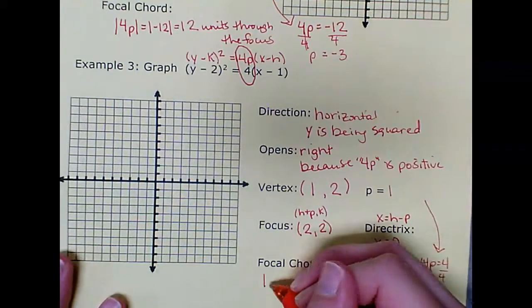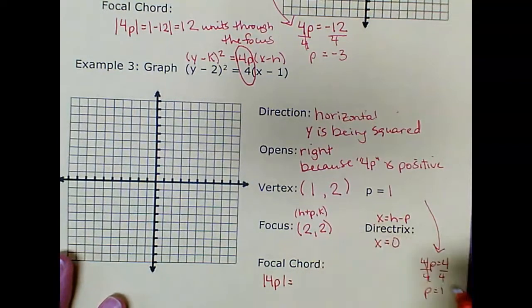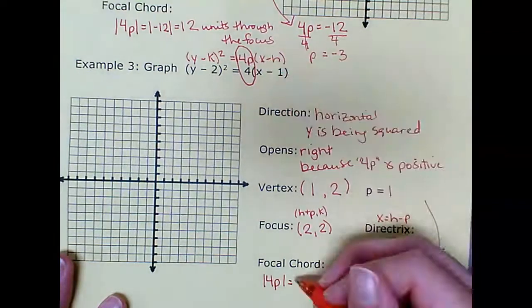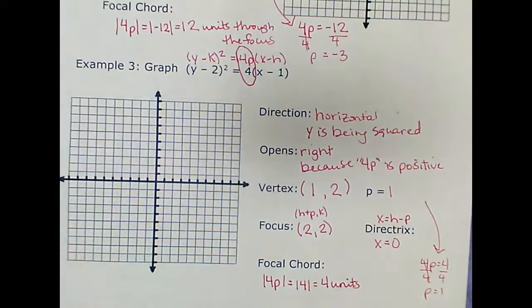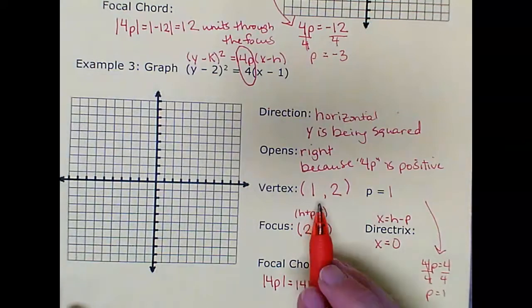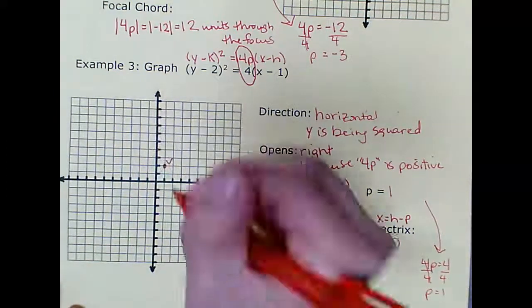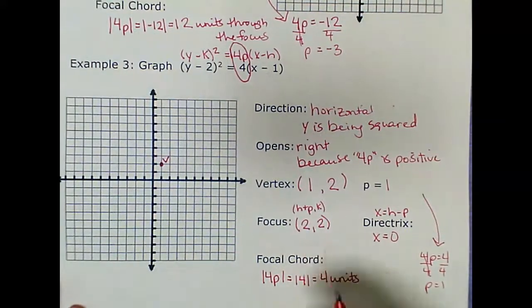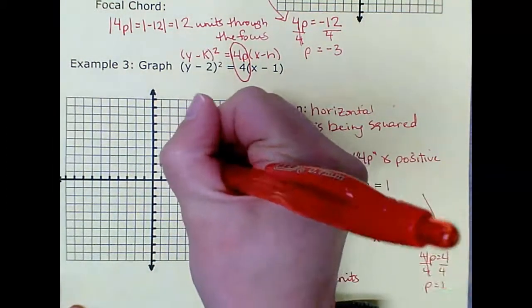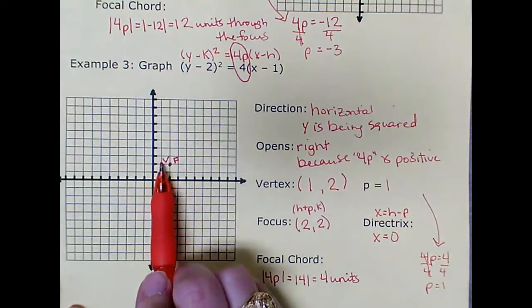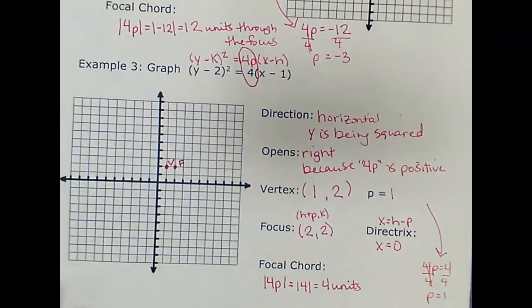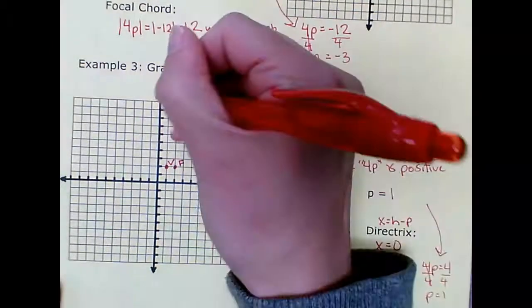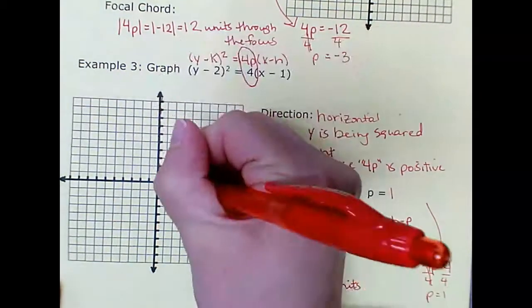And the focal chord is the absolute value of 4p. So 4p is 4, and the absolute value of 4 is just 4 units. Half on one side, half on the other. So 2 on one side, 2 on the other. Let's graph. The vertex is at (1, 2). The focus is at (2, 2). Remember that the parabola is opening to the right, which is good because it needs to cup the focus. The directrix is the line x = 0. So it's the y-axis.